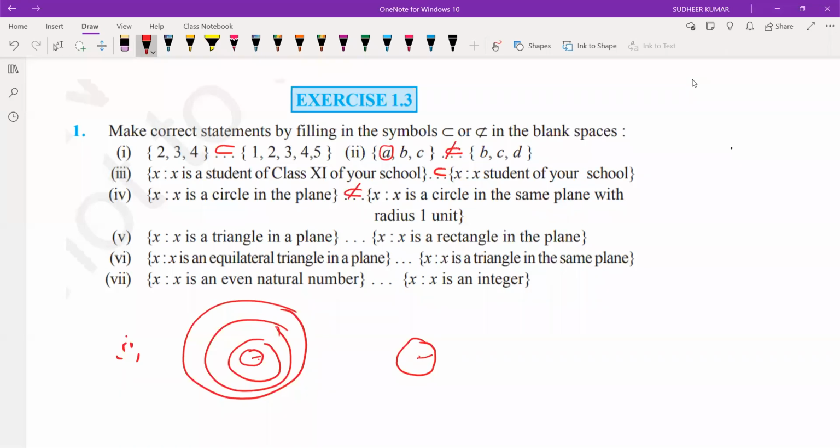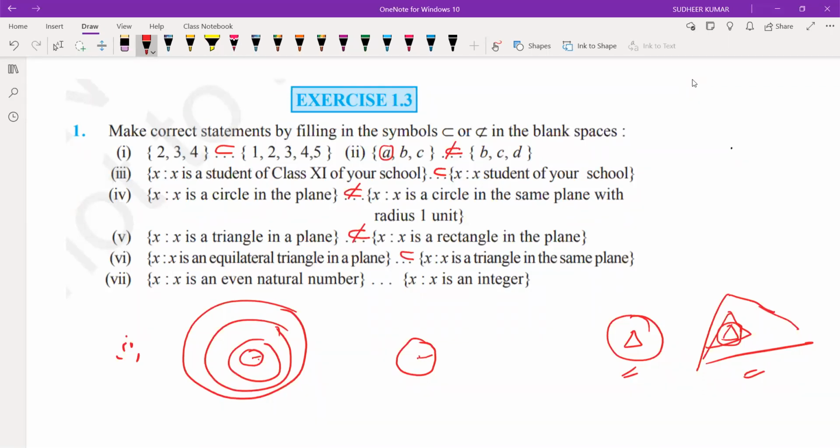Next one. x such that x is a triangle in a plane, and x is a rectangle in the plane. What can you say about it? Triangle and rectangle, the two are different, so it is not a subset. And the sixth one: x such that x is an equilateral triangle, and x is a triangle in the same plane. Same plane in the sense all triangles can be taken, not only one equilateral triangle. So an equilateral triangle exists among all these triangles. So all equilateral triangles exist in the next set, so it is a subset. Do you understand this? Yes, sir.